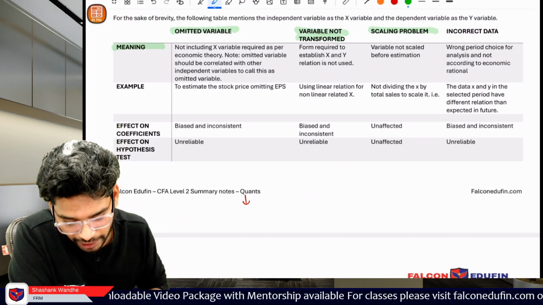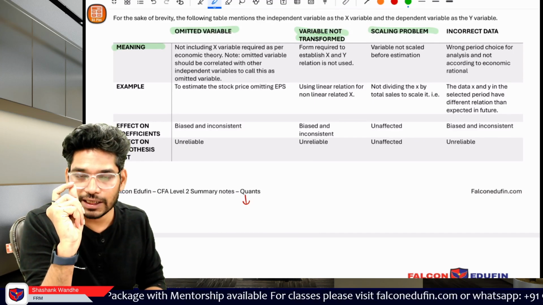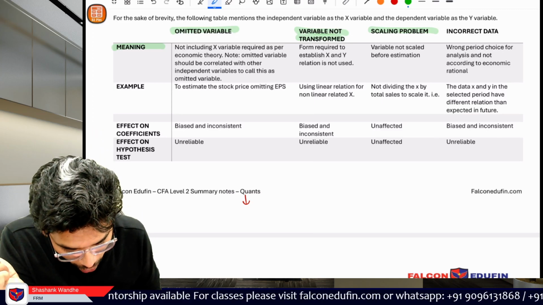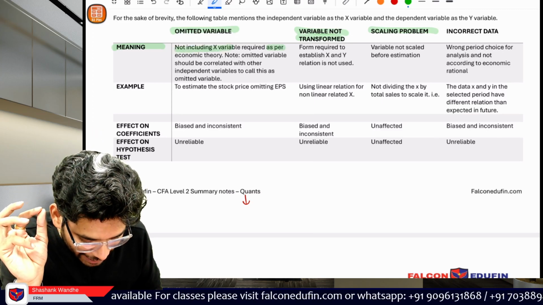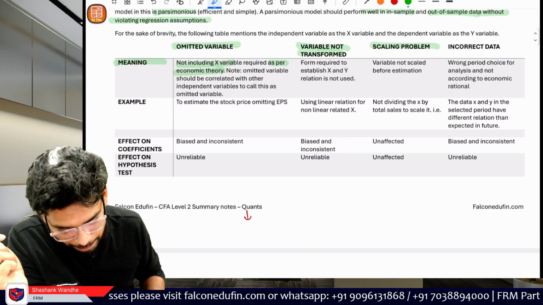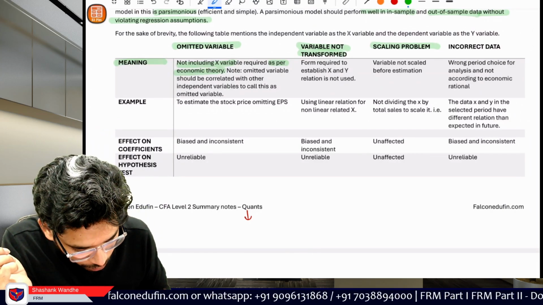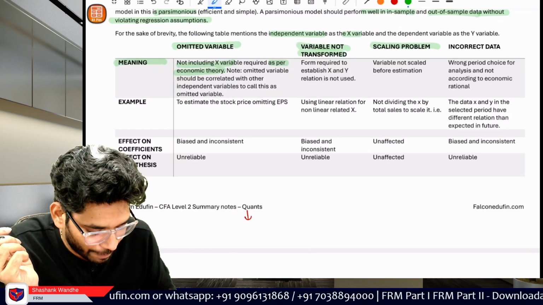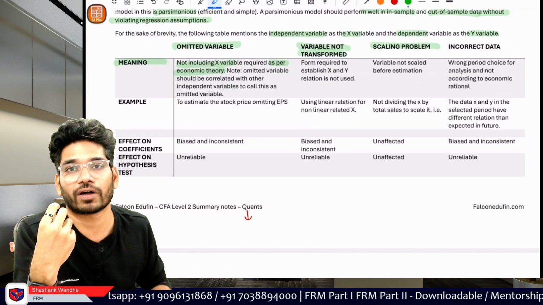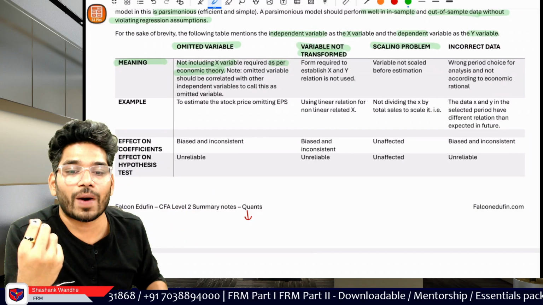Okay, now first, the omitted variable bias, and very, very important, remember this, what is the omitted variable bias, because there is a very fine difference between the omitted variable and multicollinearity, which we will discuss later. Not including the x variable required as per the economic theory. Okay, simply you are not including it here. One important note, for the sake of shortening the text, we will use independent variable as x and dependent variable as y. Okay, so we'll simply write x or y, and you have to always remember x is for the independent variable and y is for the dependent variable. Not including x, that is the independent variable required as per the economic theory.